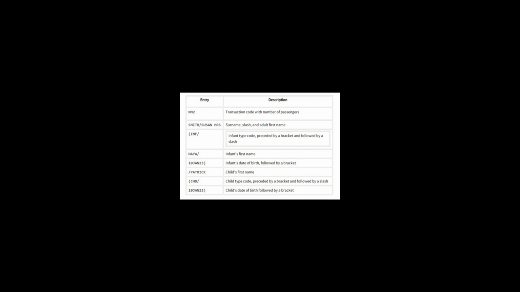Child's first name is, for example, /Patrick. Child's type code preceded by a bracket and followed by a slash. Bracket CHD for short and slash. There's no space. Child's date of birth followed by a bracket: 10 Jan 23 and bracket.